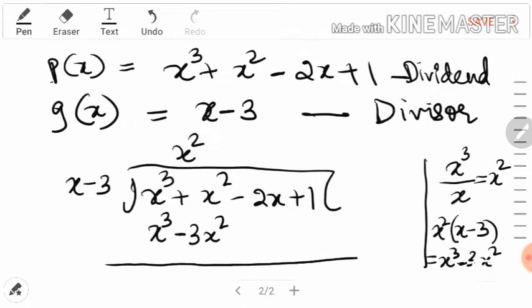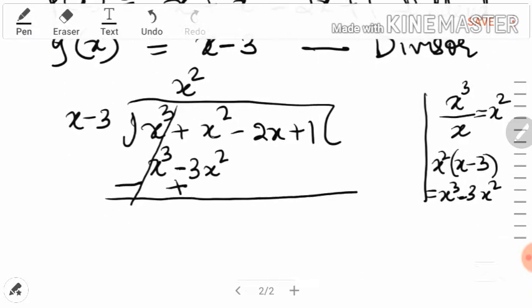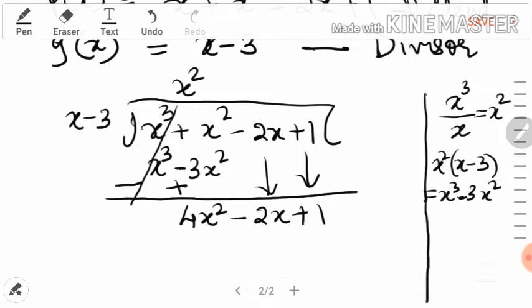And now we subtract these two expressions. To do that, we will change the sign. So x cube minus x cube becomes 0. Plus x square plus 3x square becomes 4x square. Minus 2x plus 1. Carry down all the remaining terms of the dividend. Now we need to find the second term of the quotient. For that we will divide the first term of this expression that we have got after subtracting by the first term of the divisor. So 4x square divided by x will give 4x. So plus 4x is the second term.